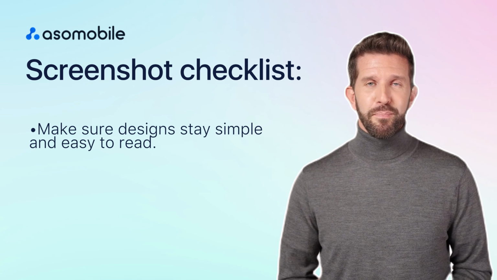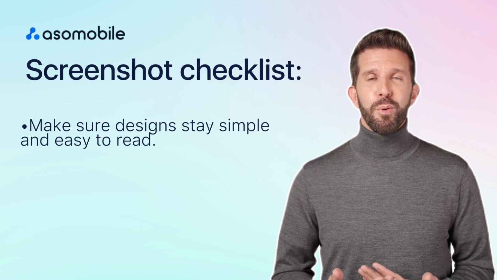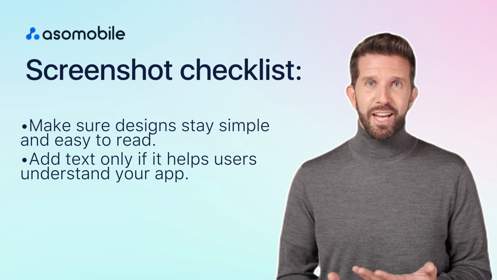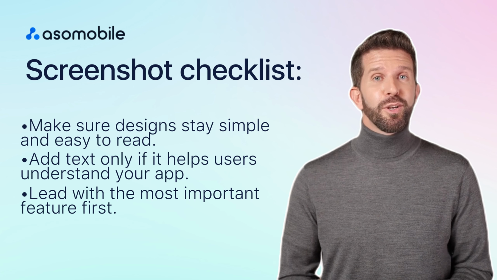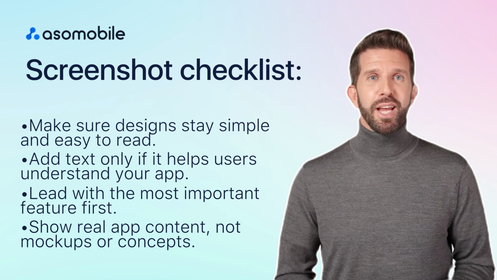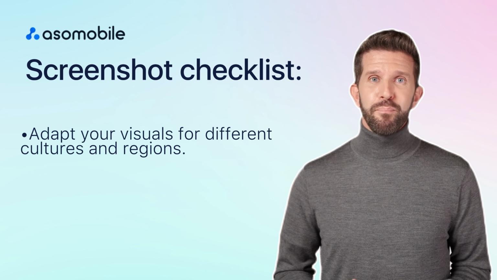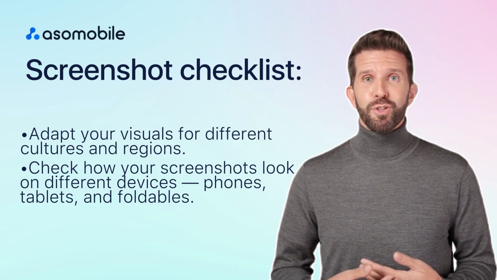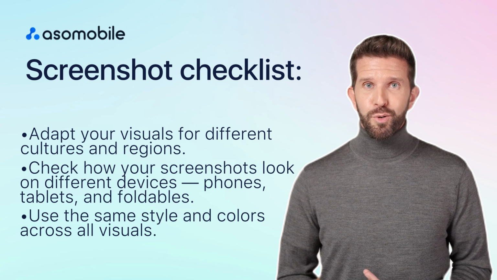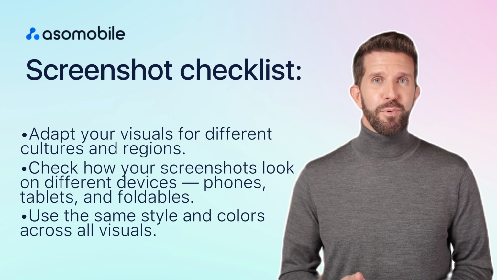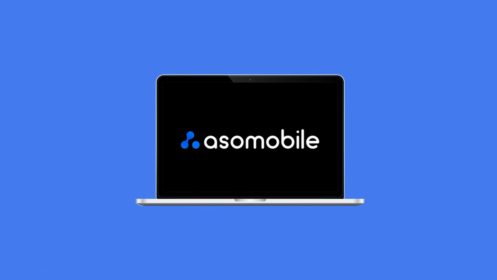Screenshot checklist. Keep designs clean and readable. Use text only when it adds value. Start with your strongest features. Only show what's actually in the app. Maintain a consistent visual identity. Localize visuals for different cultures and regions. Test layouts across devices, tablets, phones, foldables.